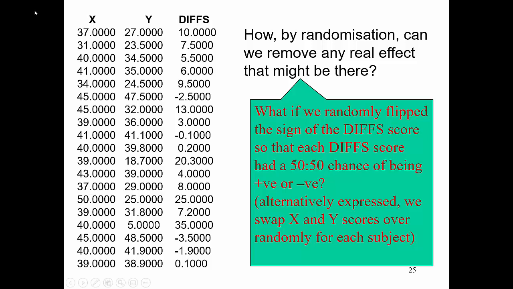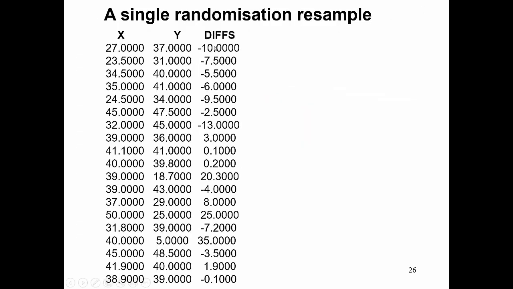Alternatively, we could put this as: we're going to randomly swap the X and Y scores over. So for some subjects it might be this way around, the correct way, but with equal probability we would have some subjects where we swap X and Y over. That would guarantee that there was no difference, because if there is a difference, then we're removing it by putting, on average, an equal number of subjects the right way around and the wrong way around, which would therefore cancel each other out. So here for our data is a single randomization resample.